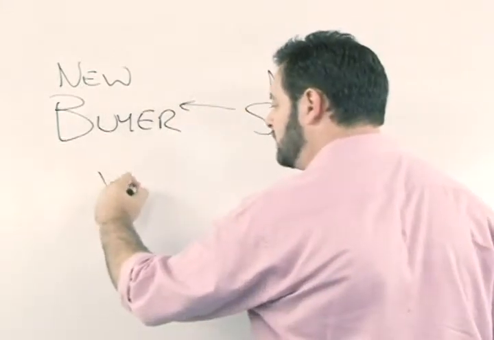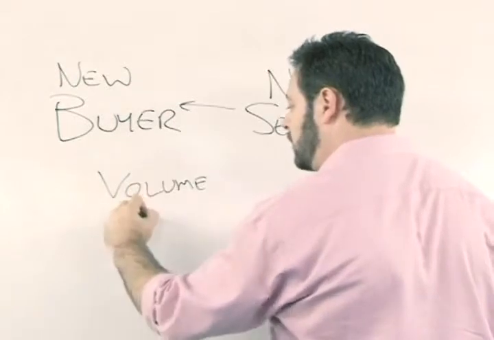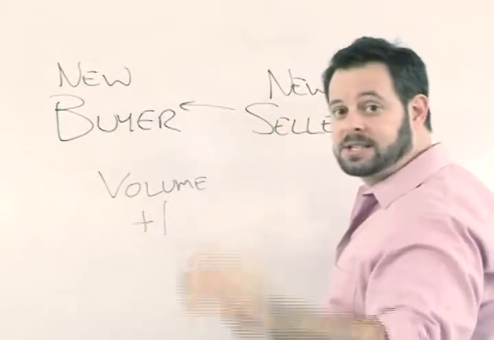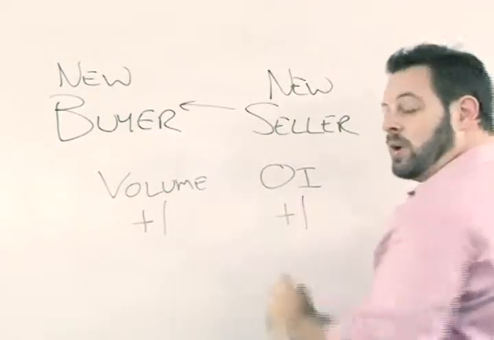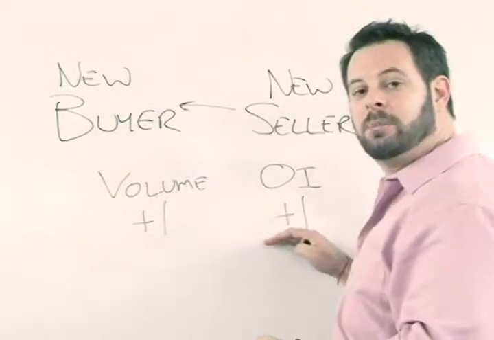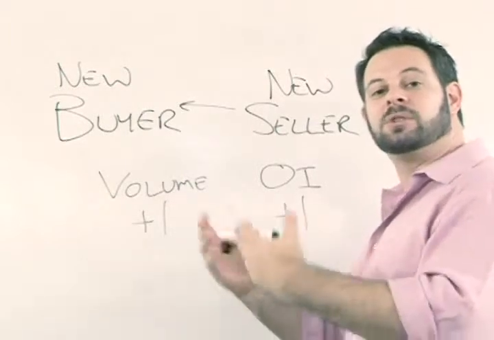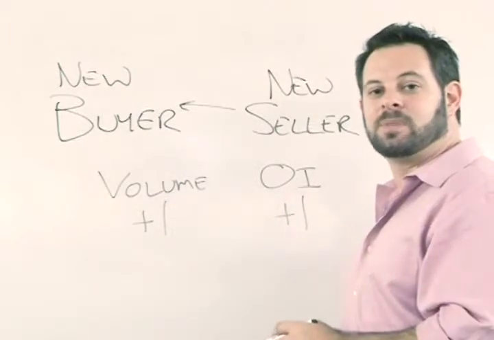That means that volume will go up by one contract, and also open interest will rise by one contract, as this is the total number of contracts actually being traded at that moment.